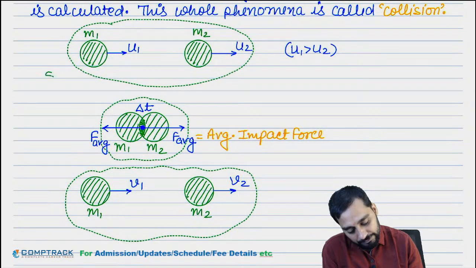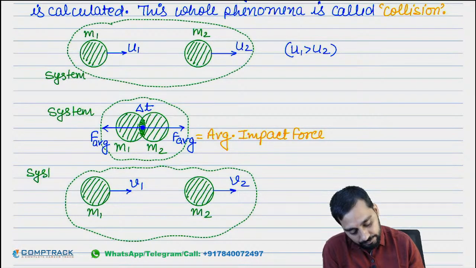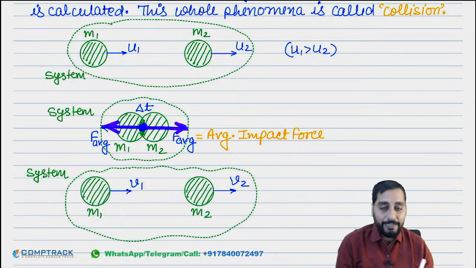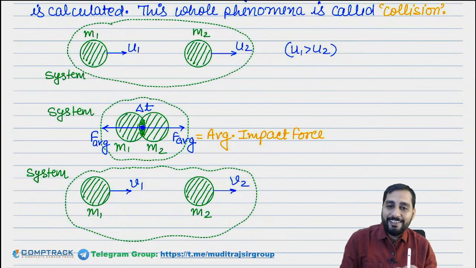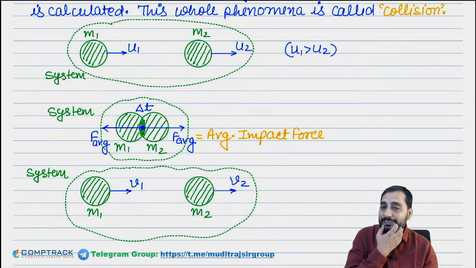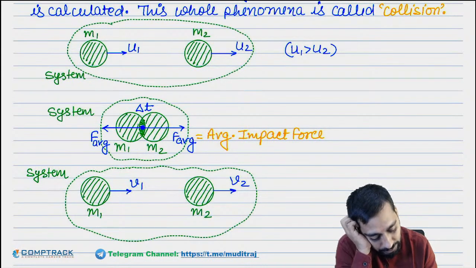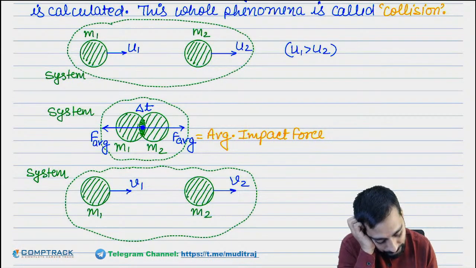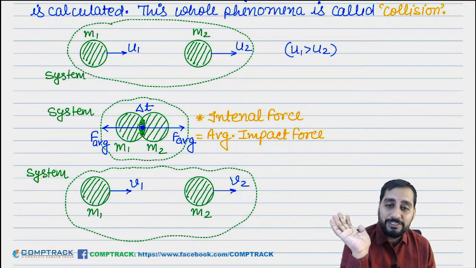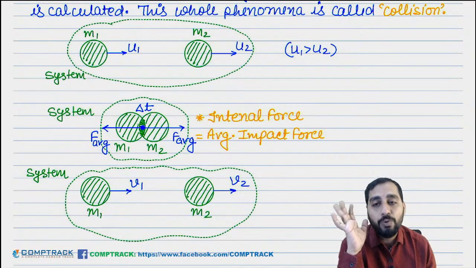Okay, so this is our system. Here this force is actually an internal force because both, equal and opposite, are inside the boundary. Right? Action and reaction. This is action, this is reaction. Both are inside the boundary, so this is an internal force. Yes or no? So this average impact force will actually be an internal force here. And an internal force cannot change the state of the system. So internal force is there, so net external force is 0.